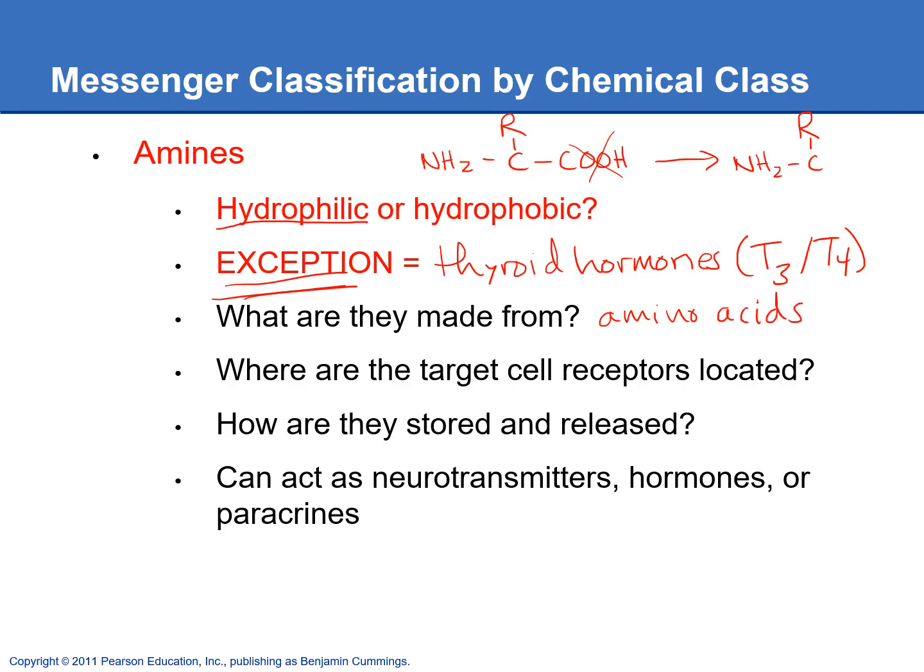And because the amines, except for thyroid hormones, are hydrophilic, their target cell receptors are going to be on the cell surface, so in the plasma membrane of the target cell, because they can't diffuse and get inside the cell, so it'd be pretty dumb to have receptors in the cytoplasm or the nucleus. They're going to be stored in vesicles, and then they're going to be released by exocytosis. And there's lots of different amines. Some of them are neurotransmitters, some are hormones, and some are paracrines. You don't need to memorize that part.